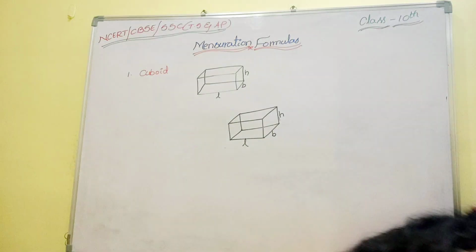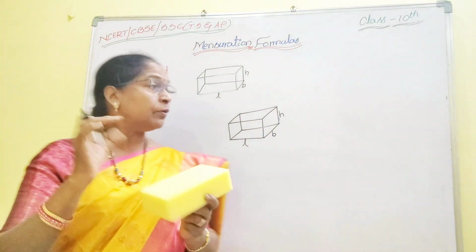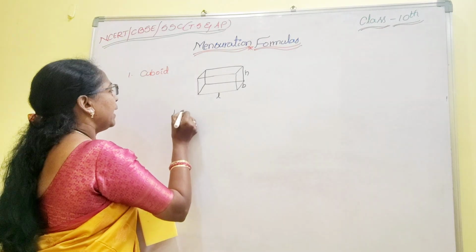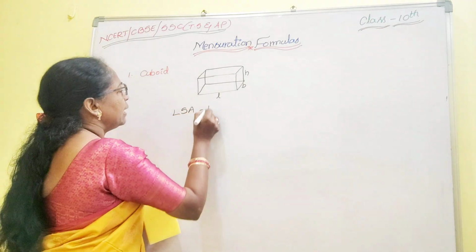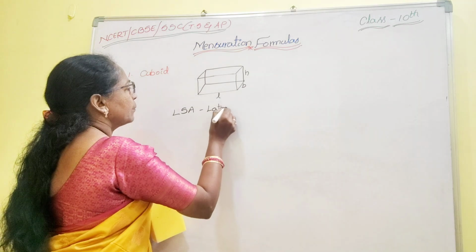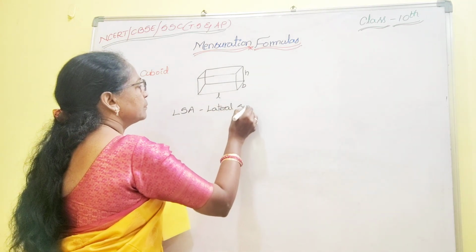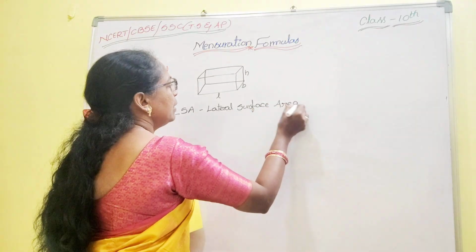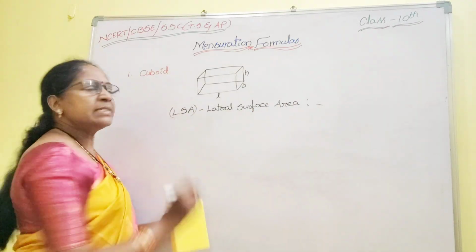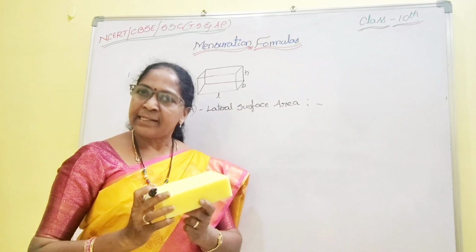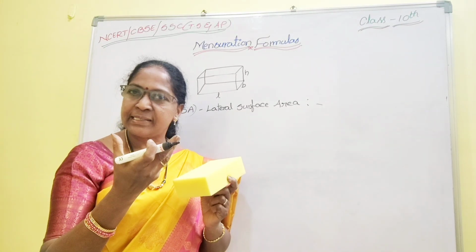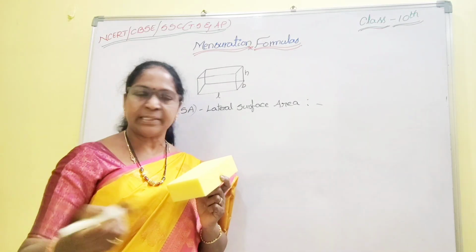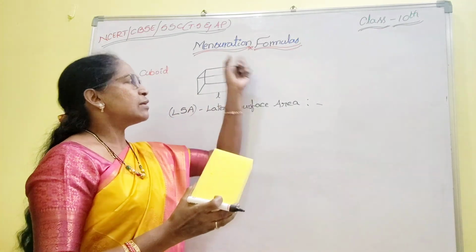So now, for three-dimensional figures, we can find the lateral surface area, or we call it LSA. Suppose a cylinder is there, with a curved surface, then we call it curved surface area, that is CSA. LSA or CSA. LSA is used for flat surface figures.